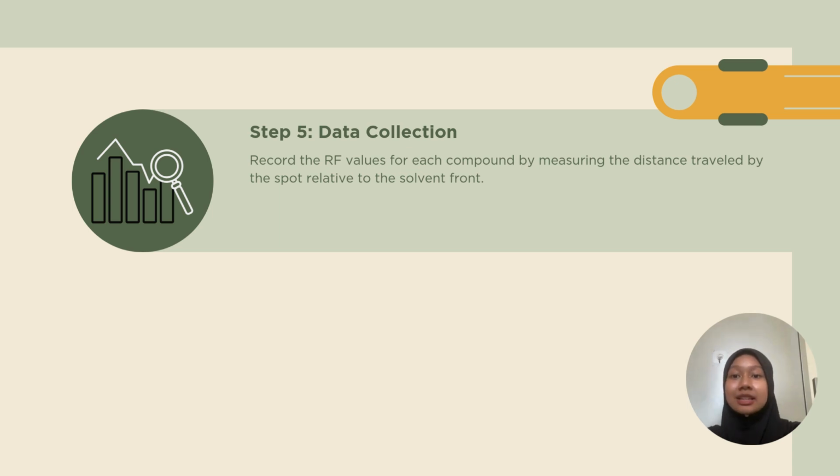Step 5 and final, data collection. Measure the RF values of each compound, which helps in identifying them and studying their characteristics based on how far they travel relative to the solvent front.